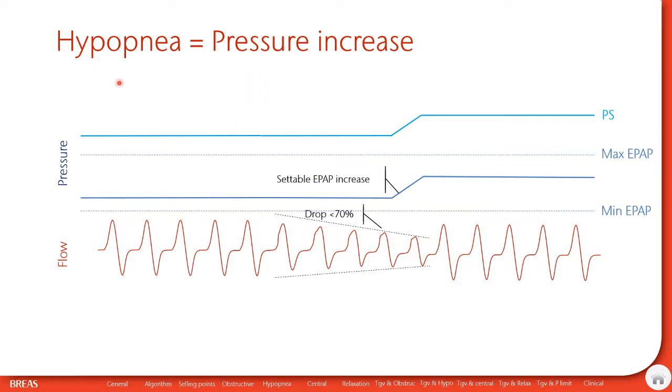So the difference between the obstructive apnea and the hypopnea is that with obstructive apnea, we had the pressure increase after the event. With hypopnea, in this case, we have the increase in EPAP within or during the event.